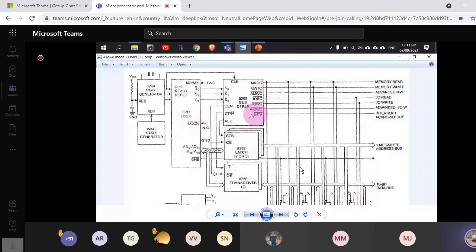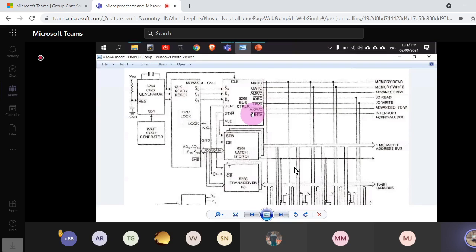Was this bus controller IC there in 8086 minimum mode? See, if you won't answer, I will put an assignment. I should know whether you know these things or not, or you are just logging in into your system and sleeping. So was this bus controller IC present in 8086 minimum mode? No, sir. Okay.